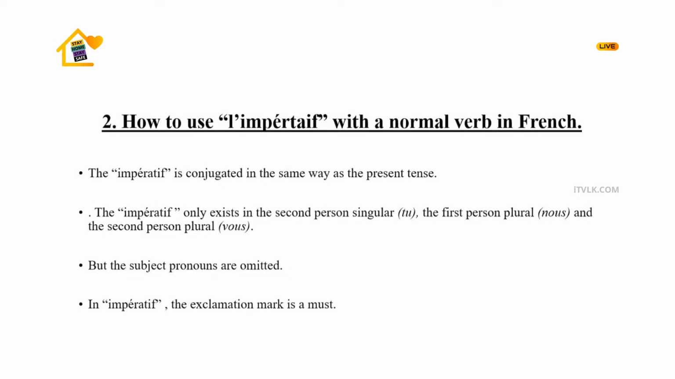But it is also important to remember, as the third idea tells to you, that the subject pronouns are not used in imperative. They are omitted. You don't use the subject pronouns. So you will be using in that case only the conjugated verb when you are conjugating a verb to imperative, the order form in French. Now the last information to remember is that in imperative, the exclamation mark is a must.